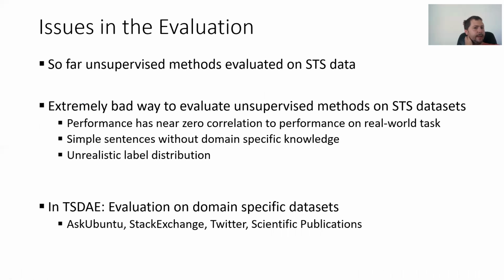What we also showed in the TSDAE paper is the issue when you evaluate on STS data. All the other methods have been tested on STS data and shown how well they perform on it. But I argue that it's an extremely bad way to evaluate unsupervised methods. What we see is that performance on the STS datasets has near zero correlation to performance on real-world tasks. So it does not tell you anything about how well it will perform for any task. The issue is that the STS datasets have extremely simple sentences which do not require any domain-specific knowledge, and also have a quite unrealistic label distribution.